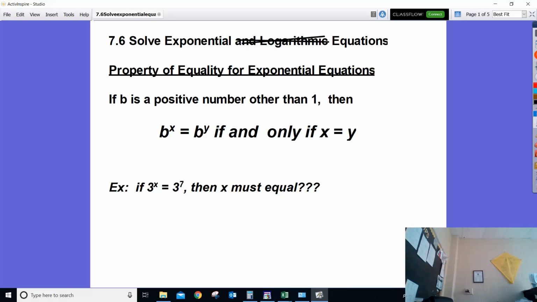Broken in two parts unless I crossed out the logarithmic piece. So the goal of the day is to learn how to solve exponential equations, which isn't hard if you'll stay awake. Tyler, really not. We have a theorem up here.